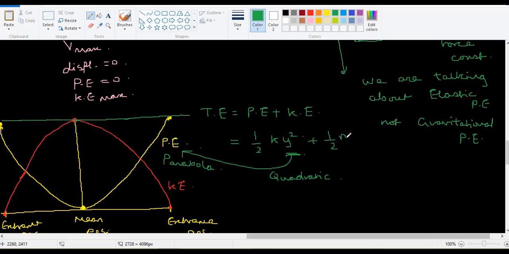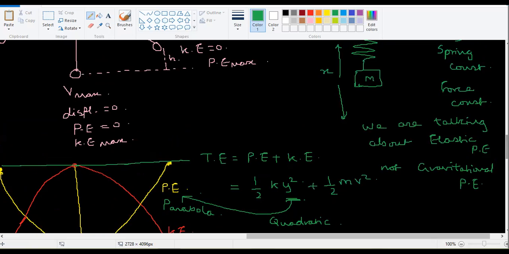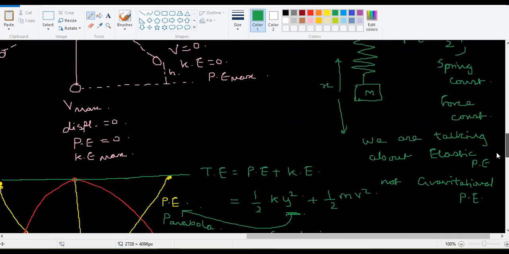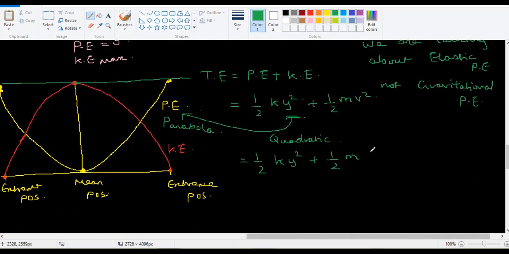Kinetic energy will be half mv square. But in your mathematics, you must have studied that an inverted parabola means you will be getting a minus sign. But remember, we are not talking about the y here. We have v squared here. Just now we studied a formula, v is equal to omega root of a squared minus y squared. This is what we derived. So I'm going to apply this. So v squared, v is equal to omega root of a squared minus y squared.